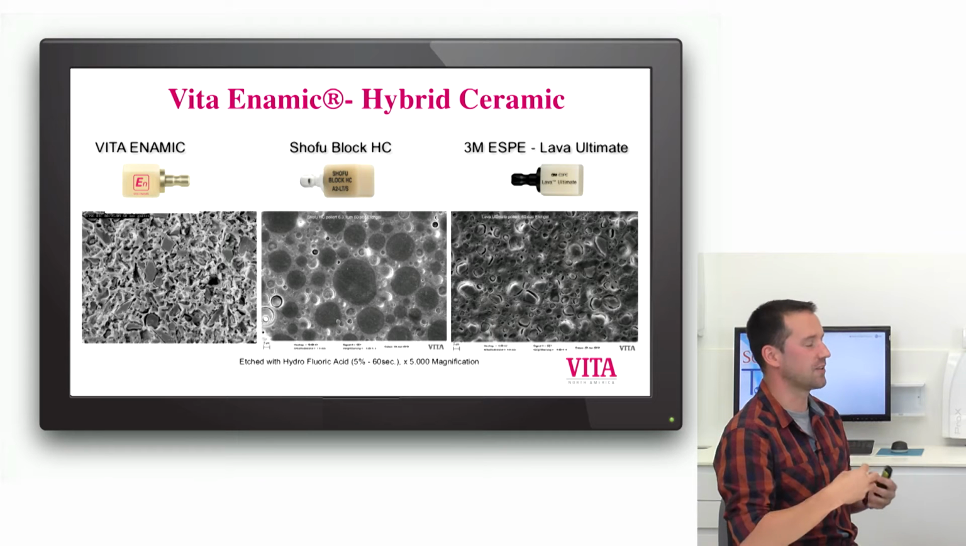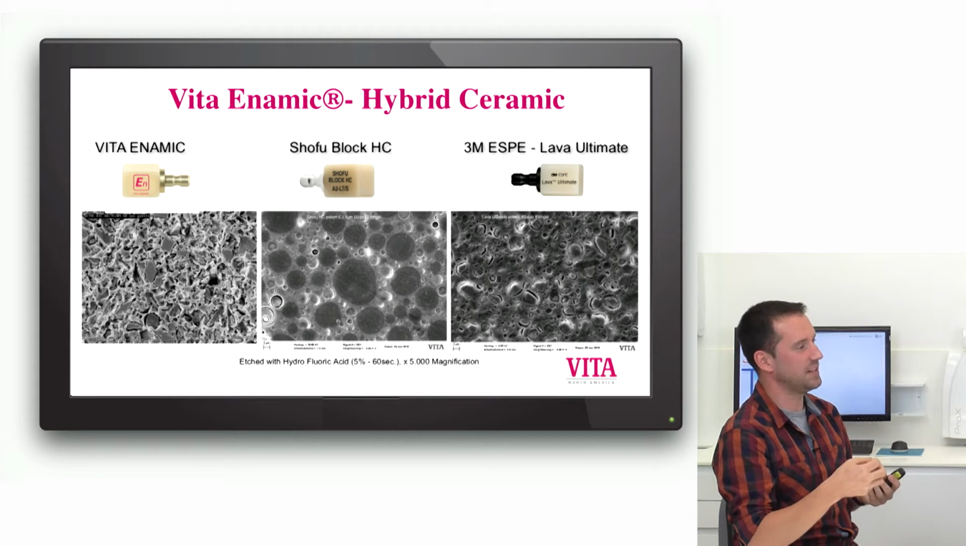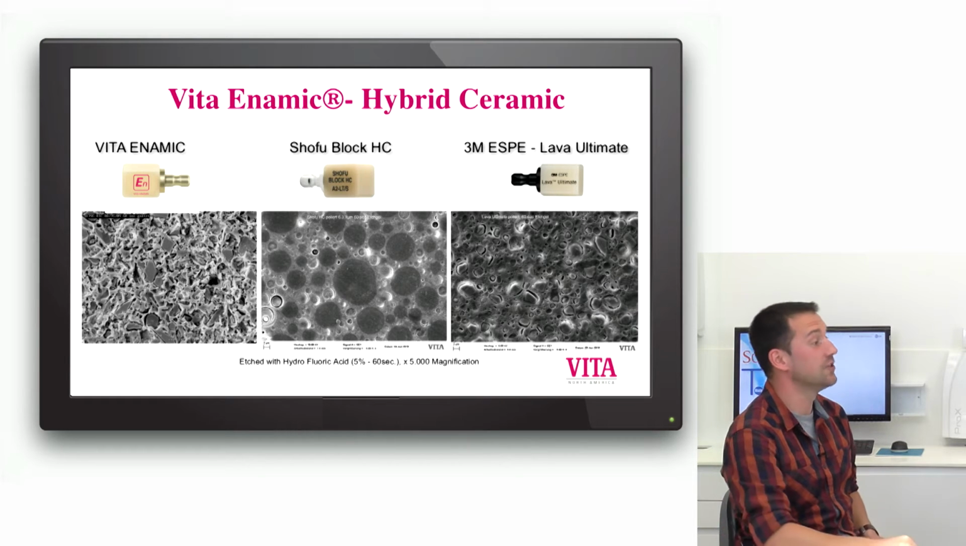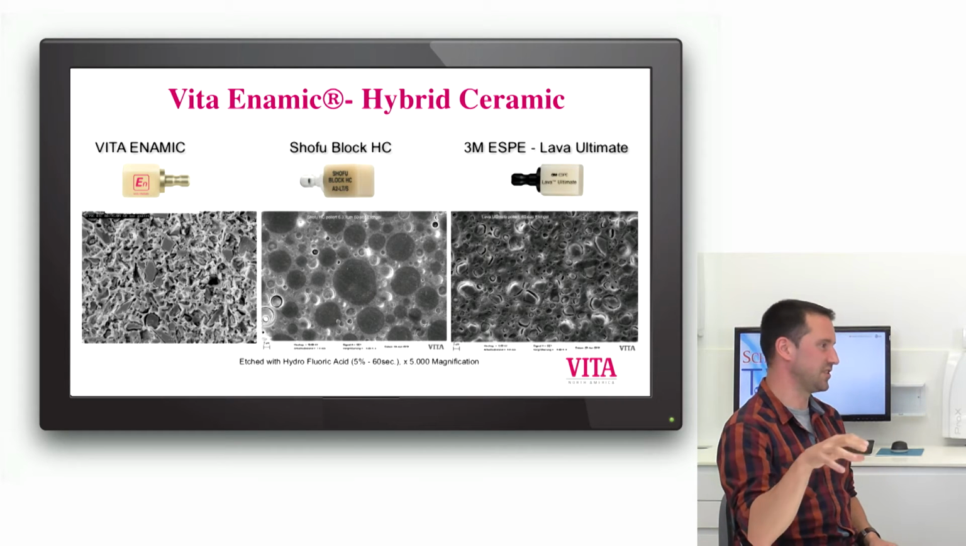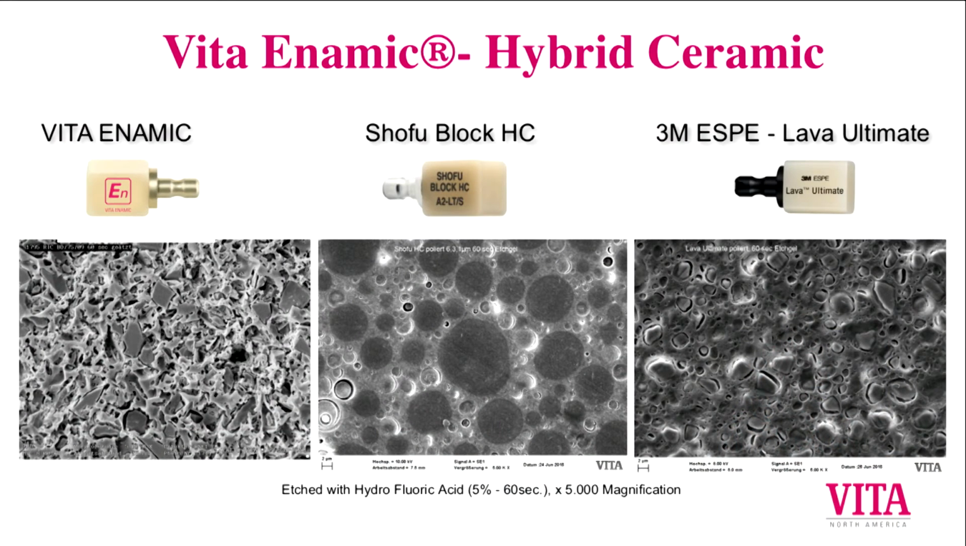A polymer material, a composite material, cannot be etched. You can't get a decent retention on it. So that's why we have to sandblast the restoration. Whereas in a hybrid ceramic, you can see on the graph, it etches nicely. The polymer network now is quite visible, and that's where it actually bonds onto.